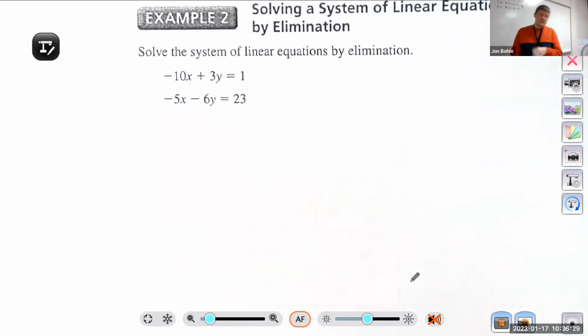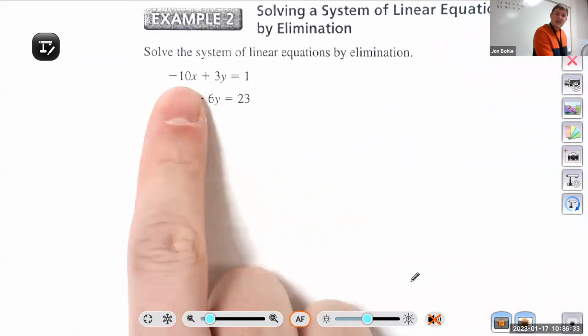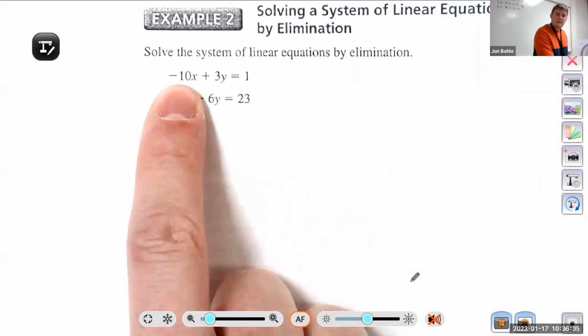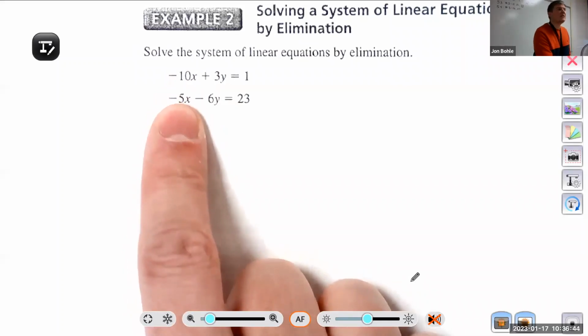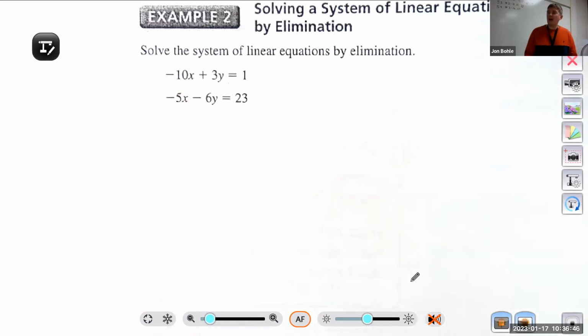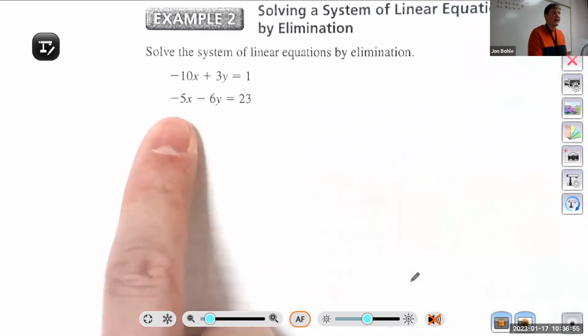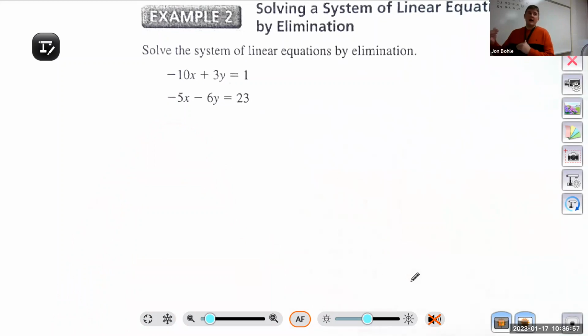So let's go back to the x's. The opposite of negative 10x is positive 10x. And this is a negative 5. Is there something I can multiply negative 5 by to become positive 10? Negative 2, right? Because positive 2 would get me to another negative 10. I don't want two of the same. I want one positive and one negative. So I can actually do this.